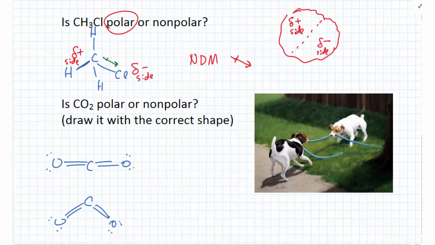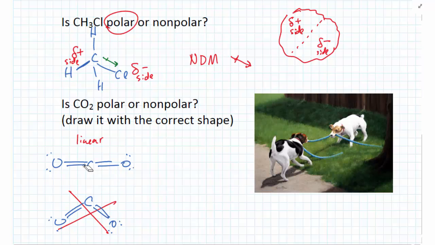Which one is CO2? What would there have to be in order for the shape to look like this? There would have to be dots right there. There would have to be dots on the C. And there are not dots on C. Carbon already has 8 to it. Okay, so that's not the right shape. CO2 is linear.